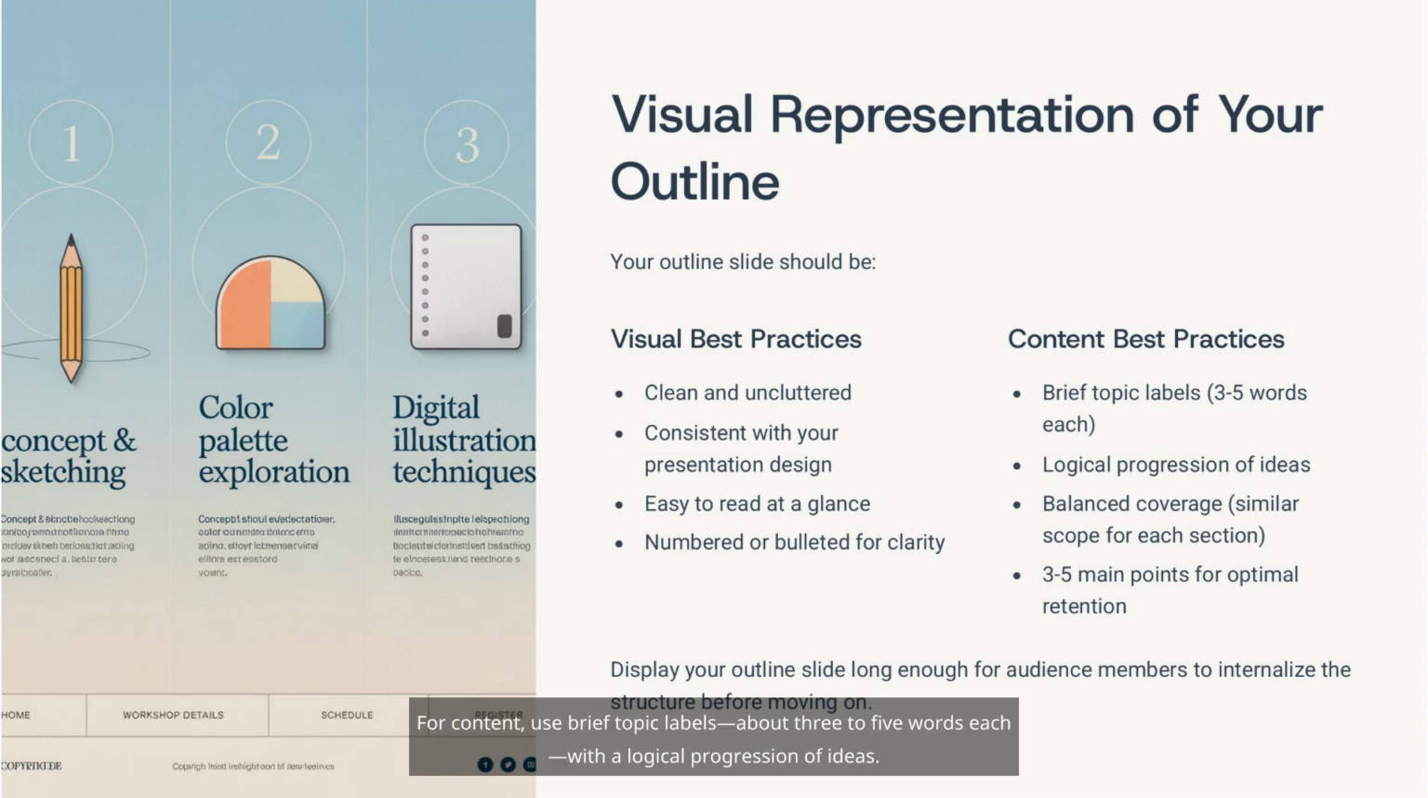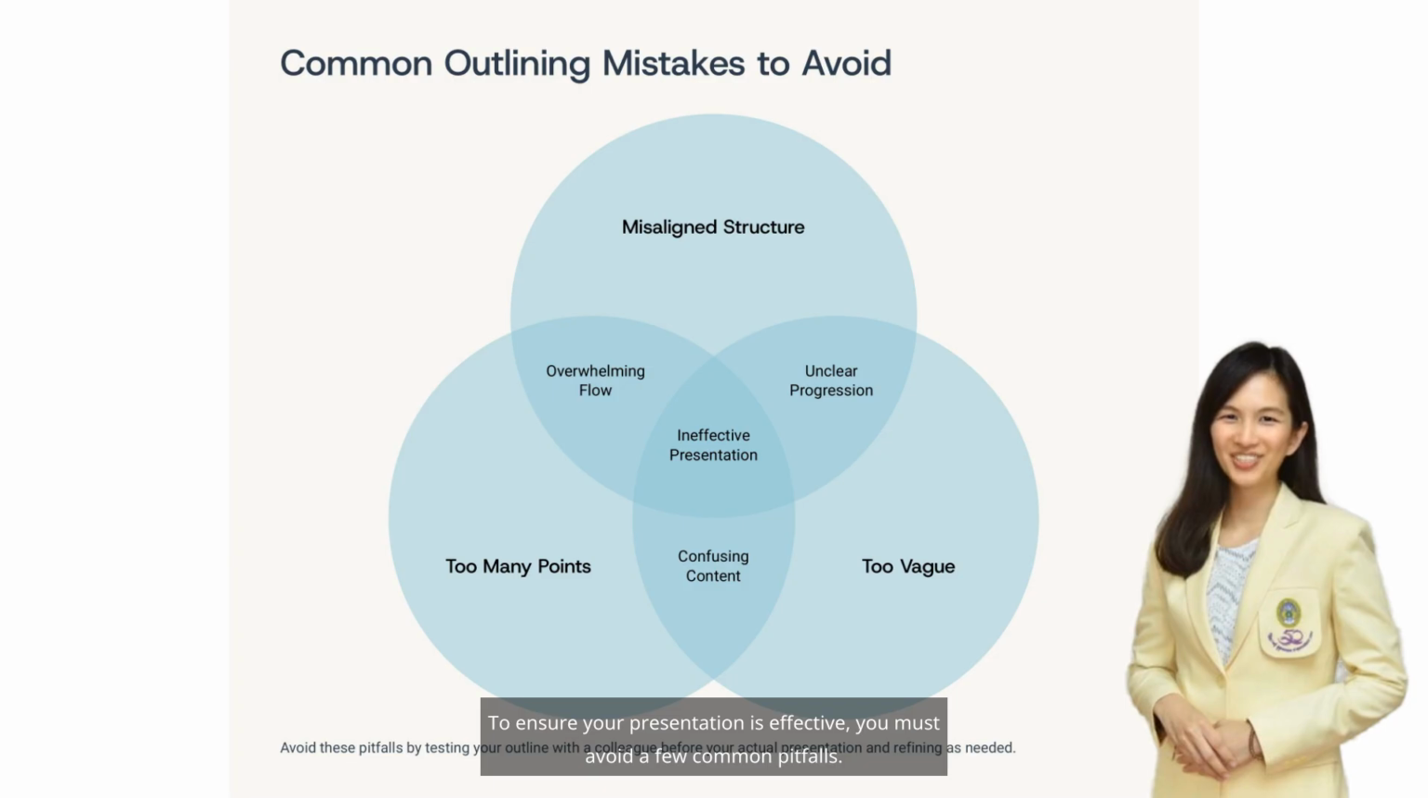For content, use brief topic labels, about 3 to 5 words each, with a logical progression of ideas. It is best to have 3 to 5 main points for optimal retention and a balanced coverage, meaning each section has a similar scope. You should display your outline slide long enough for the audience to internalize the structure before you move on. To ensure your presentation is effective, you must avoid a few common pitfalls.